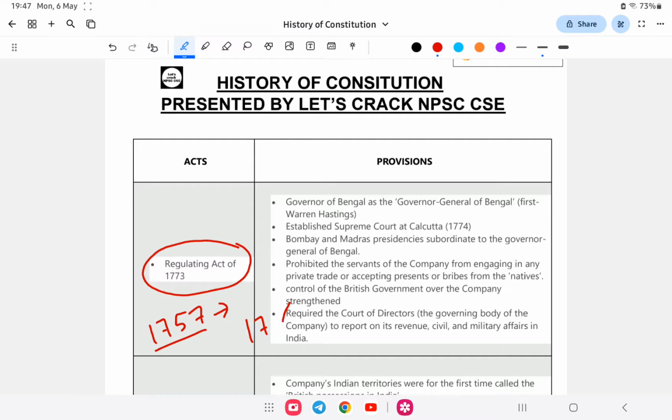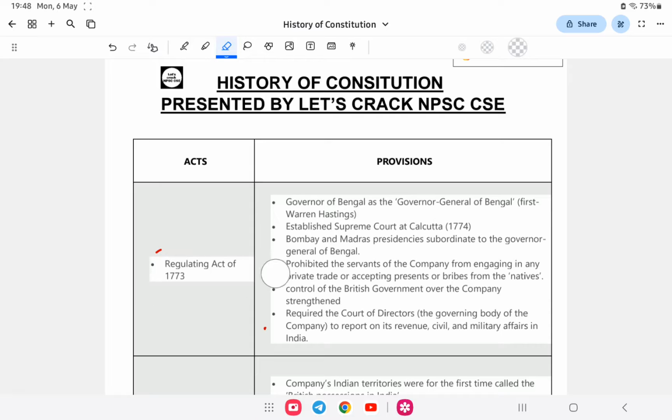In 1764 was the Battle of Buxar. The Battle of Plassey and the Battle of Buxar are the two most important wars because after that the British consolidated their power in India. Then the Treaty of 1765, the Treaty of Allahabad, was signed, and they set up a dual government.